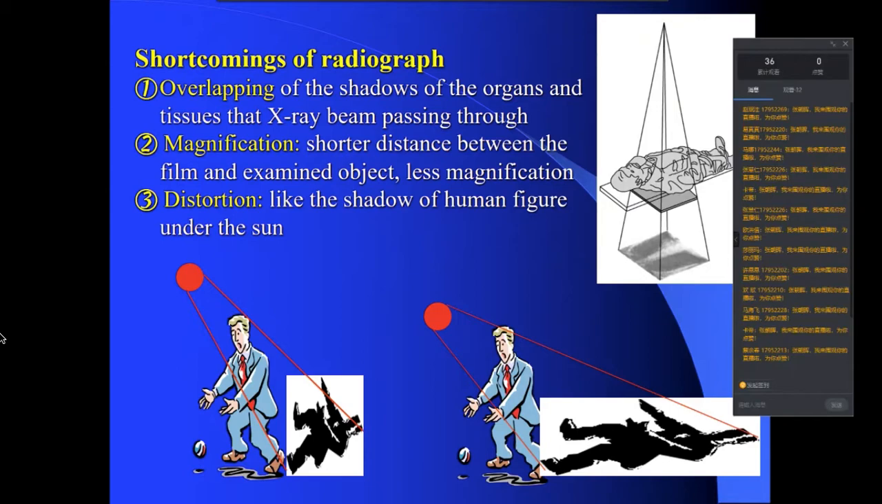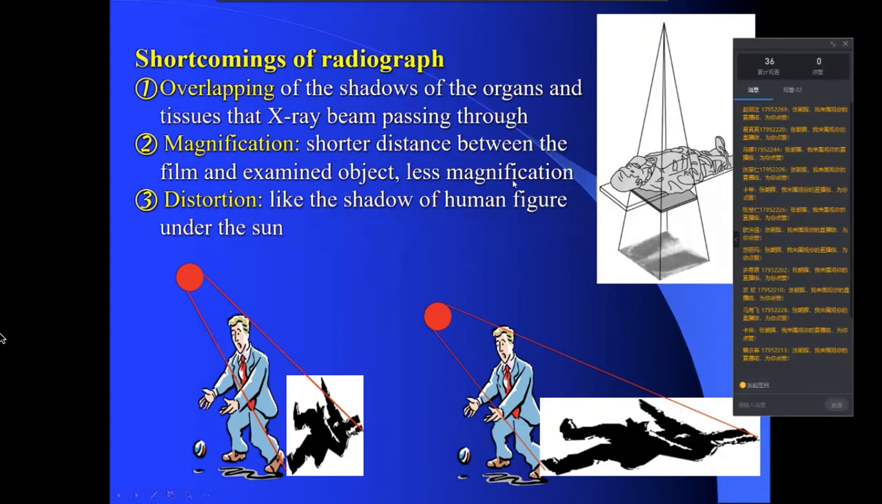And if there is a nodule in the lung field on a chest film of anterior posterior view, we cannot be sure whether it is outside or inside the lung, because a nodule on the chest wall may cause the same finding as a nodule inside the lung. To solve this problem, you need a lateral projection. And the way of X-ray examination will also cause magnification. The shorter the distance between the film and examined object, the less magnification will occur.